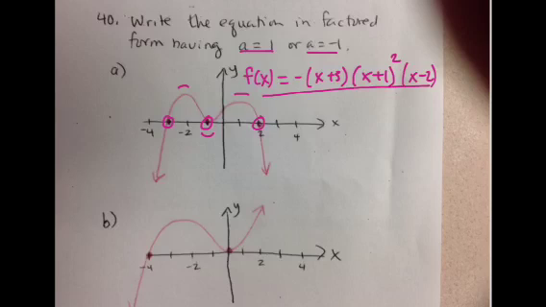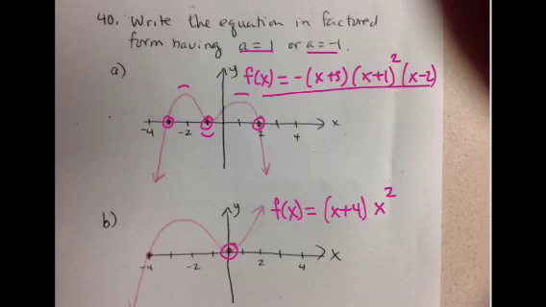For B, it's a down-up, so I know A is positive, and I know the degree is odd because the ends are going in opposite directions. So f of x equals, I know A is positive, so I'm going to put parentheses, x plus 4, and then x minus 0 or plus 0, because the intercept is 0. You don't have to actually even put a 0. You could just leave x. And because it bounces off at 0, I know the multiplicity is even.